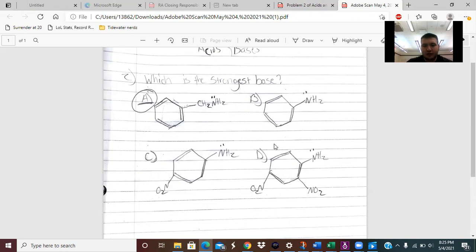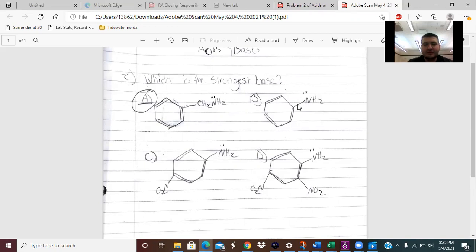So taking this a step further, if you look at options C and D, for the basicity of amines, the more withdrawing groups you have, the more the basicity is decreased. There are withdrawing groups on both C and D, thus making these not the best answer for the strongest base. So these would be weaker bases.